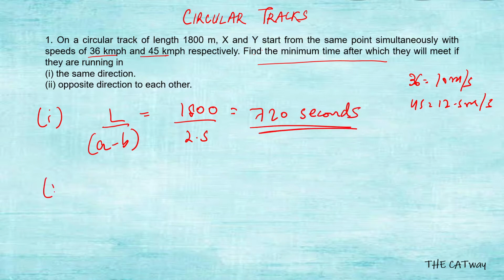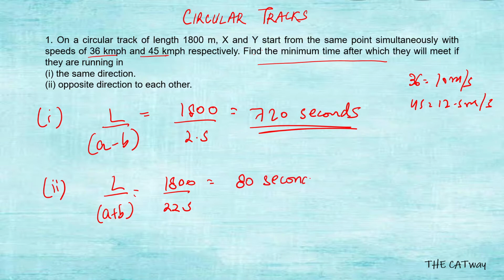So come to the second one. In the second one, they are running in the opposite direction. That means it will be L divided by A plus B. So it will be 1800 divided by 22.5, which gives me 80 seconds. So these are the answers for both parts of the first question.